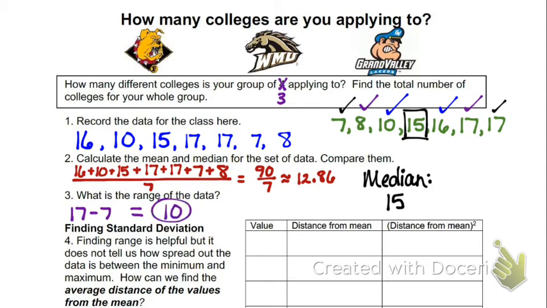Something I do want to make you aware of, just because it will be counted wrong if you do it. If you say the range is from 7 to 17, that would be incorrect. The range is one single numerical value, so you actually have to execute that subtraction in order for it to be considered the range, okay?